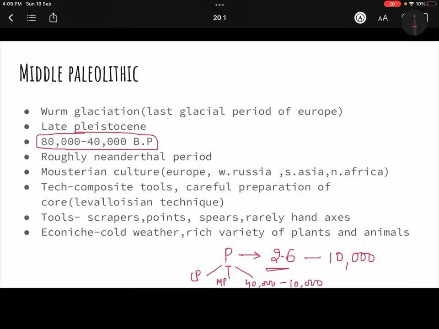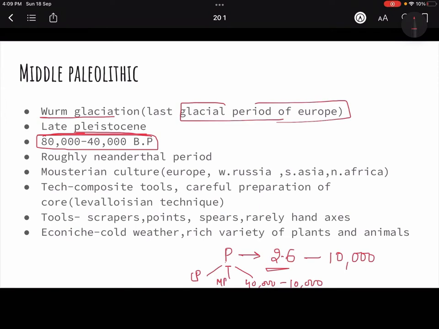I had already told you in the last chapter that there were periods of glaciation, interglaciation and pluvial interpluvial cycles going on at that time, right? The Würm glaciation, the last glacial period of Europe, roughly coexisted with the middle Paleolithic. That is, it was basically an ice age going on at that time. And in the geological time scale, it was the Pleistocene epoch, late Pleistocene.